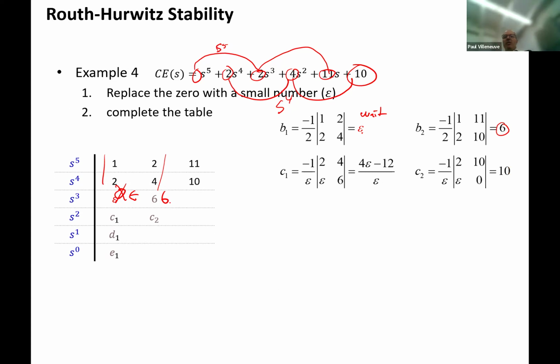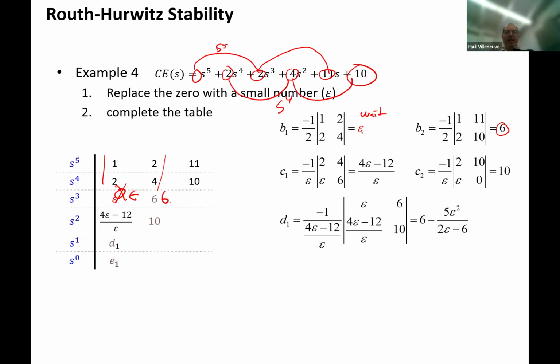And for C2, now I include my E term in there. It's going to be a little bit easier. So now I'm going to go ahead and replace that: 4E minus 12 over E, divided by 10. And then I'm going to continue on. I'm going to do D. This is when it gets really ugly, right? I've got a lot of math to get there from here.